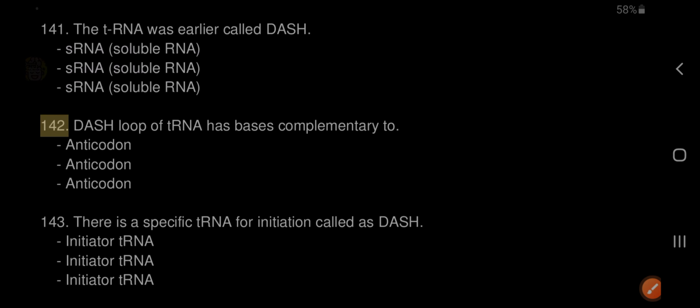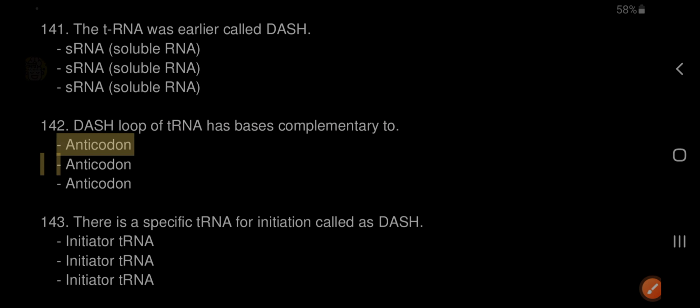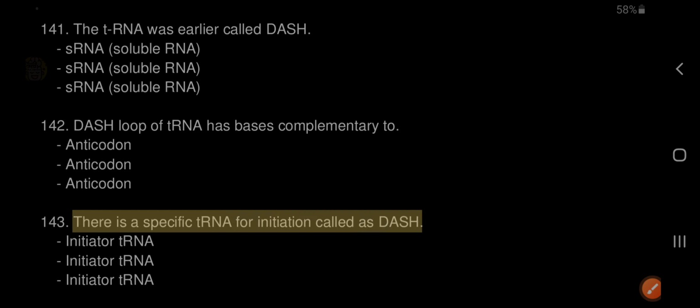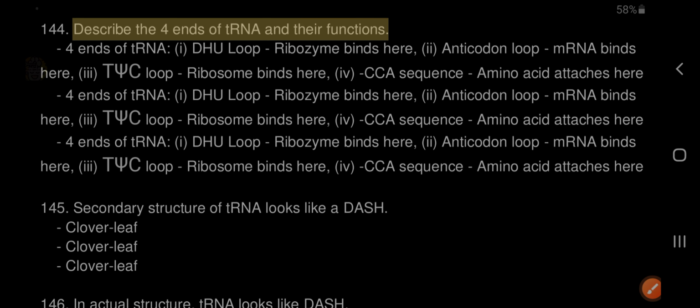142. The dash loop of tRNA has bases complementary to the codon. Anticodon. 143. There is a specific tRNA for initiation called dash. Initiator tRNA. 144. Describe the four arms of tRNA and their functions.